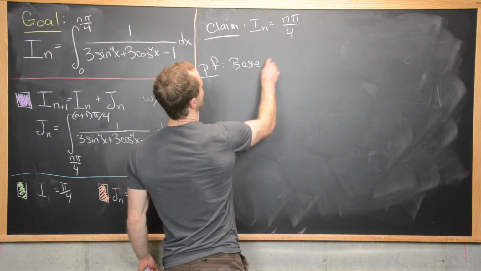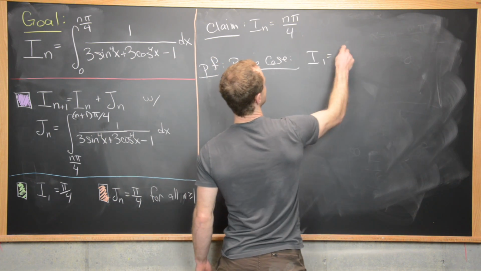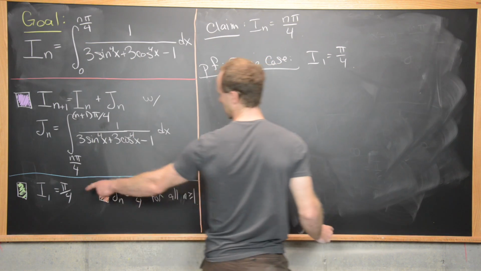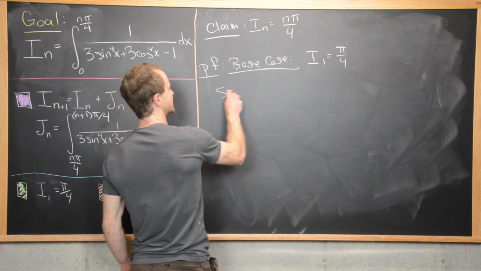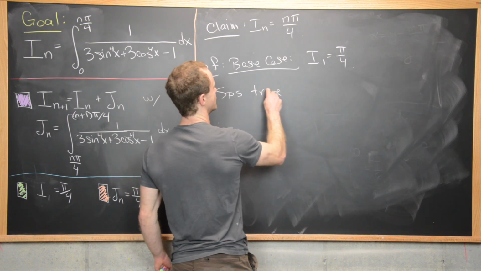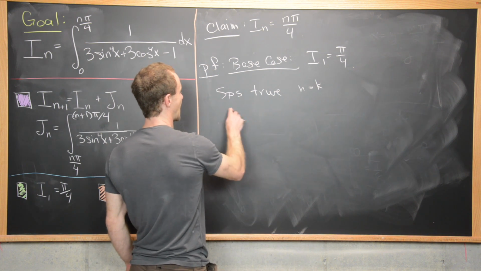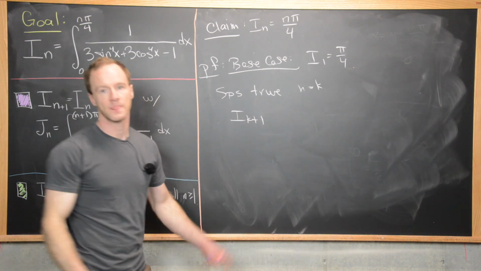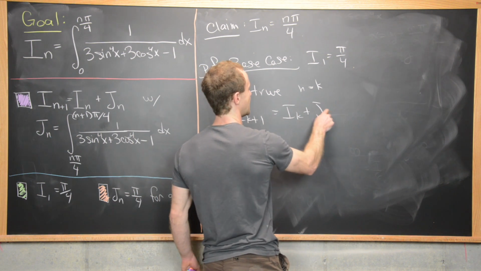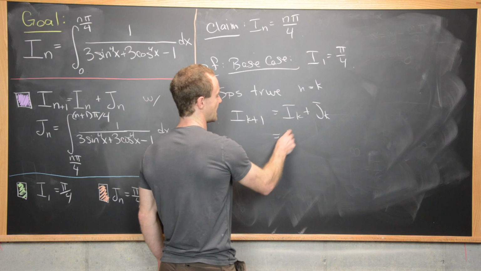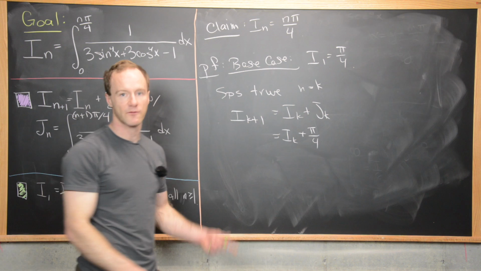So notice our base case, if we were to do this by induction, would be that I1 equals 1 times pi over 4, but we already calculated by hand that I1 equals pi over 4. Now we're going to go ahead and suppose this is true for n equals k, and then we'll look at I_(k+1). But notice that I_(k+1) is equal to I_k plus J_k, but we already proved that J_k was equal to pi over 4 for everything. So we have I_k plus pi over 4.